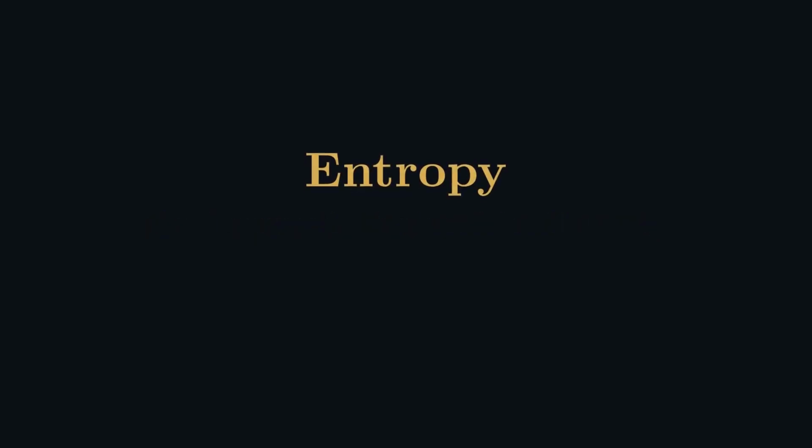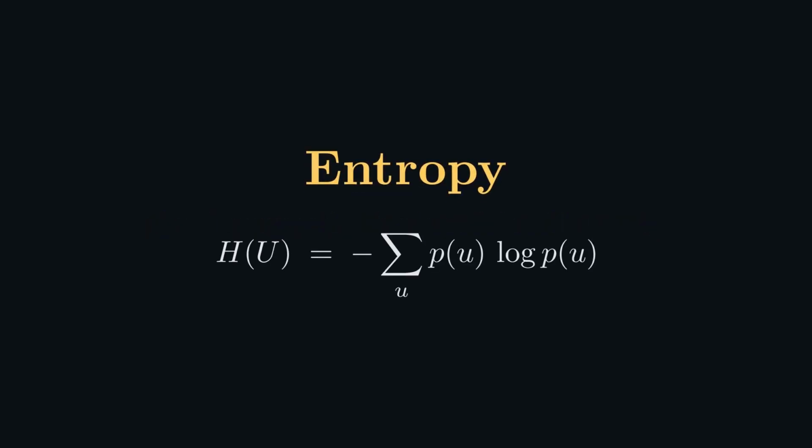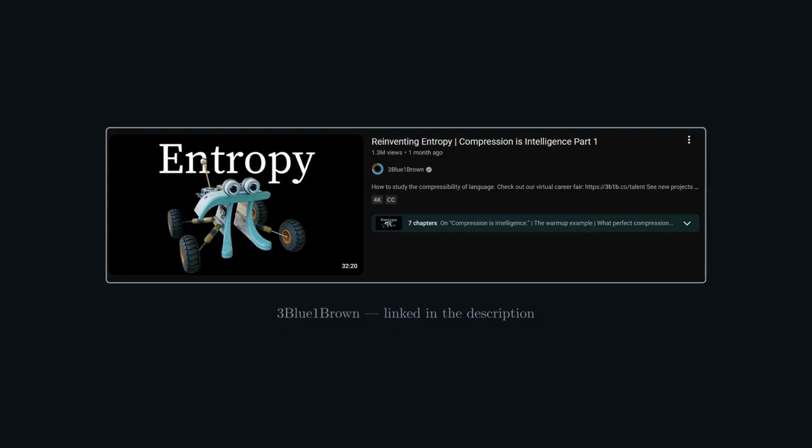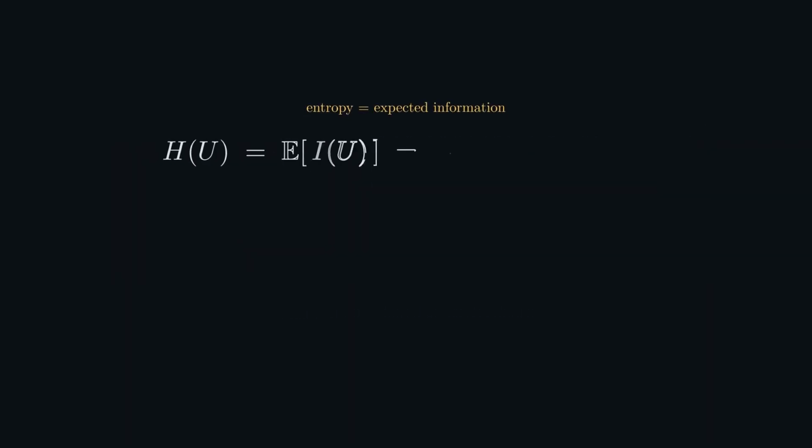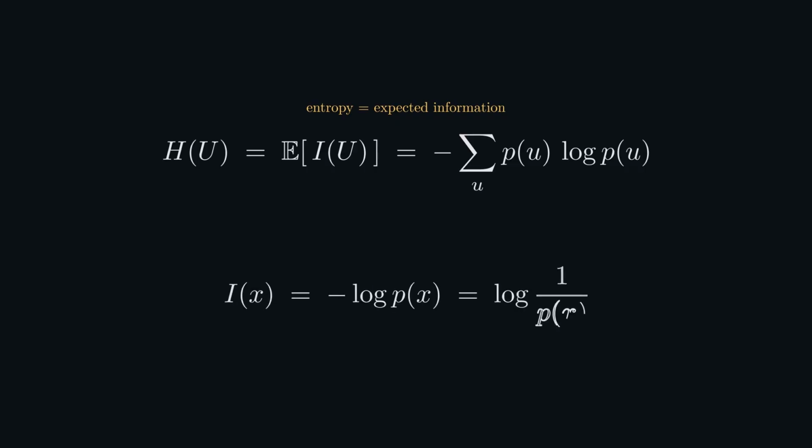To start, it would be good to understand the concept of entropy in information theory. There are a plethora of resources on this, and a good one is the video by the YouTuber 3Blue1Brown, which I've linked below. It is most important to understand that entropy is nothing more than the expected information of a random variable, where information is the negative log of the probability of an event.